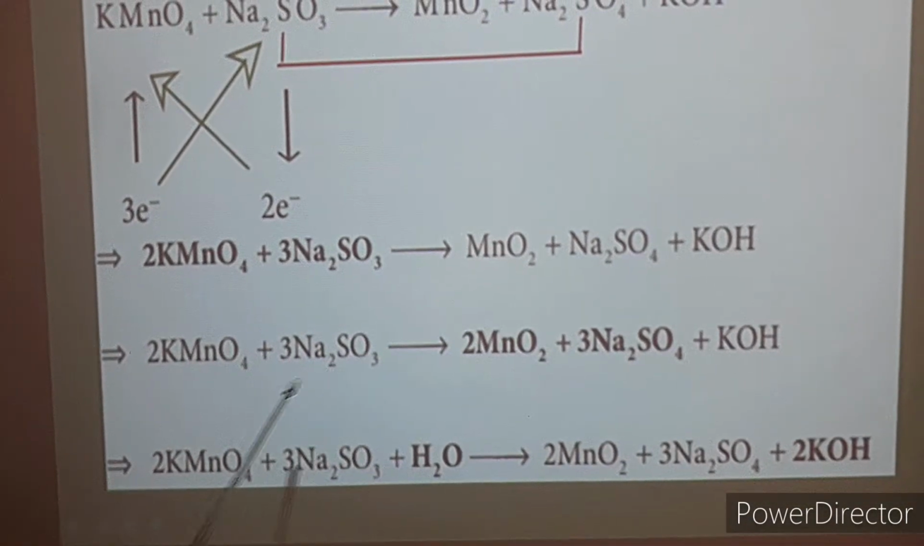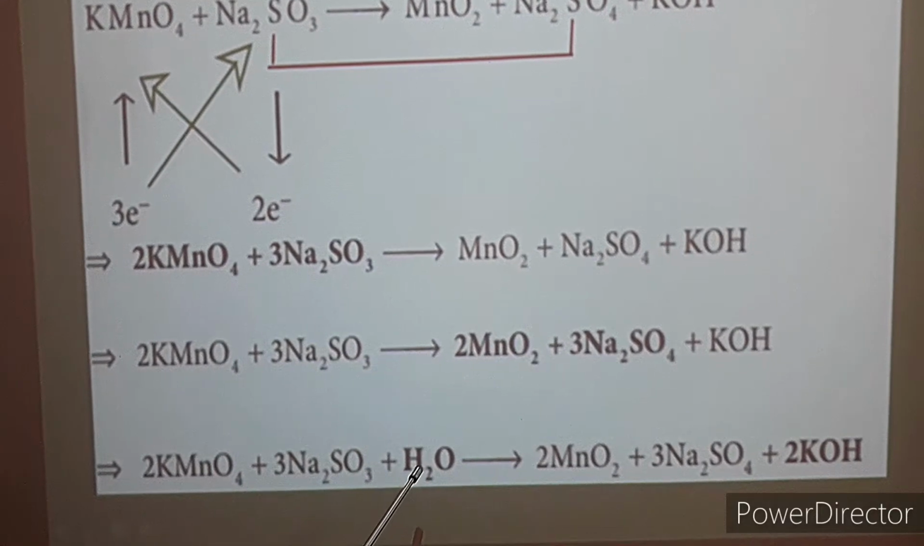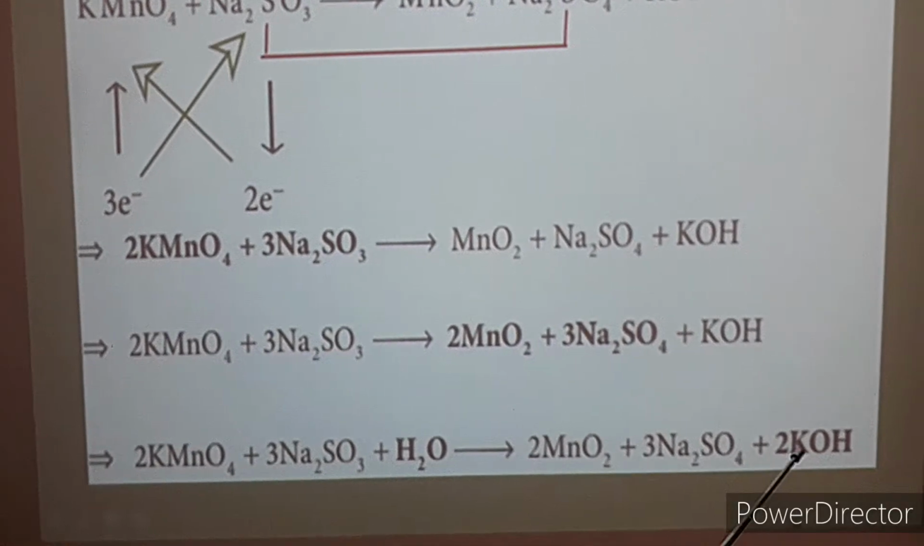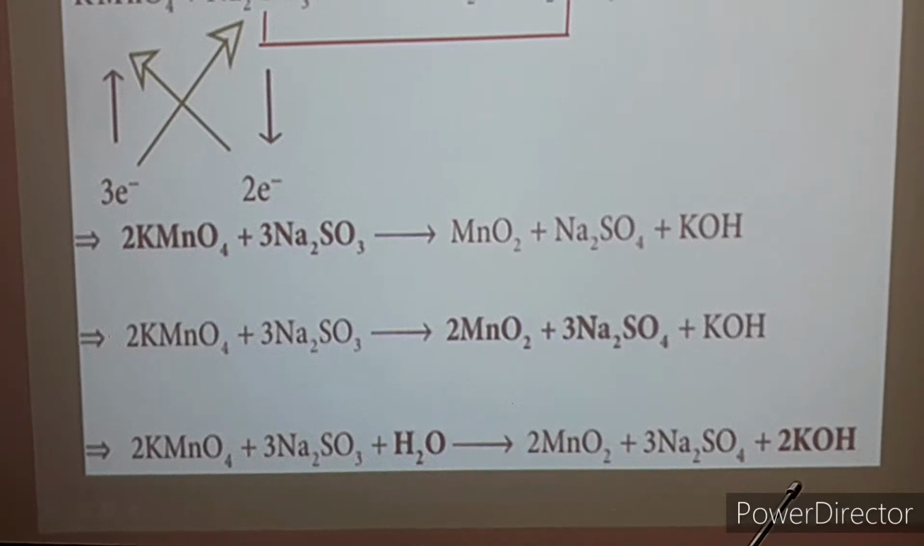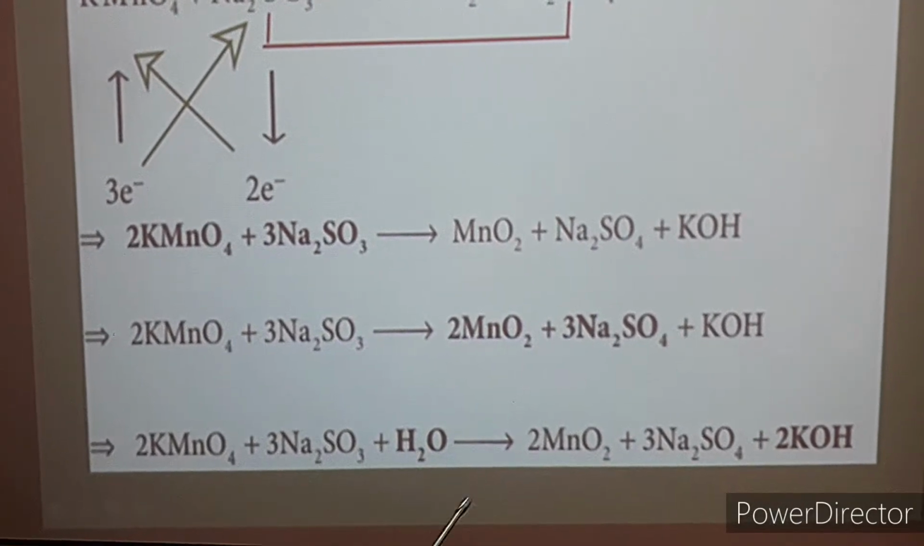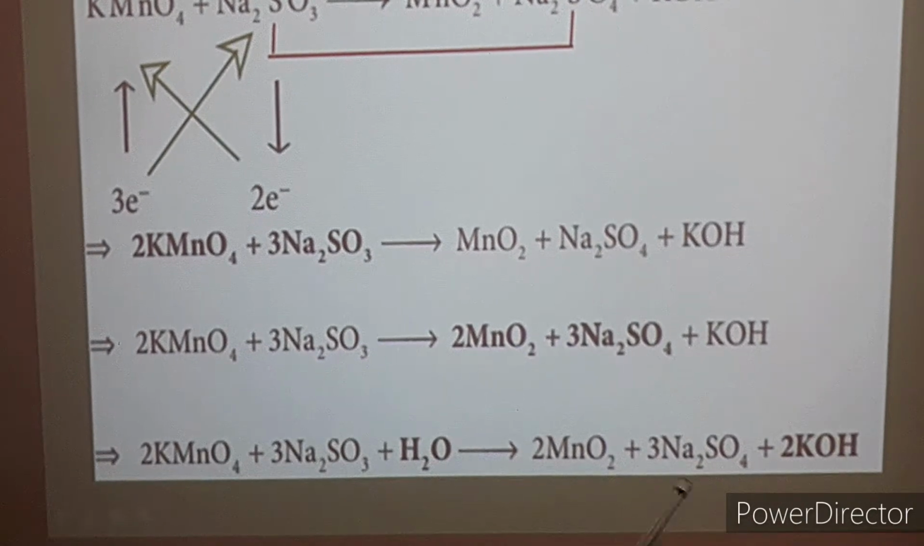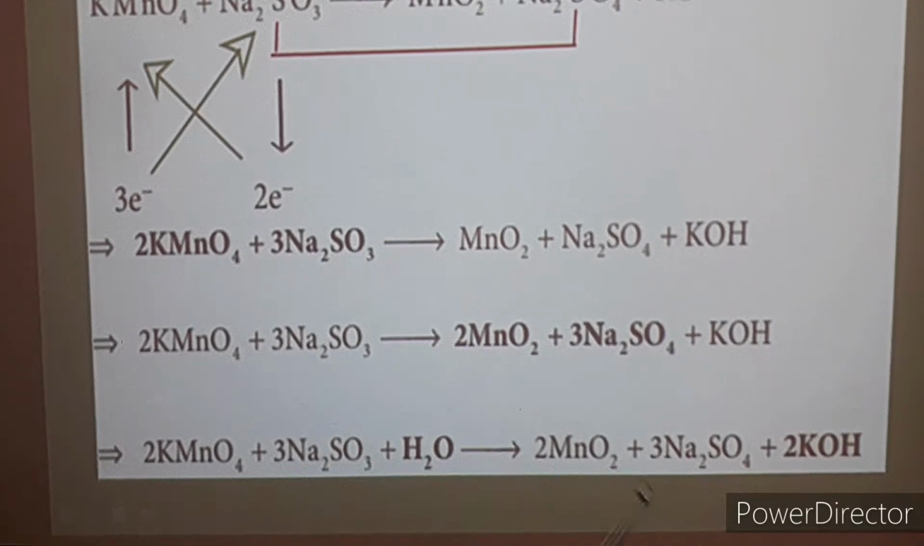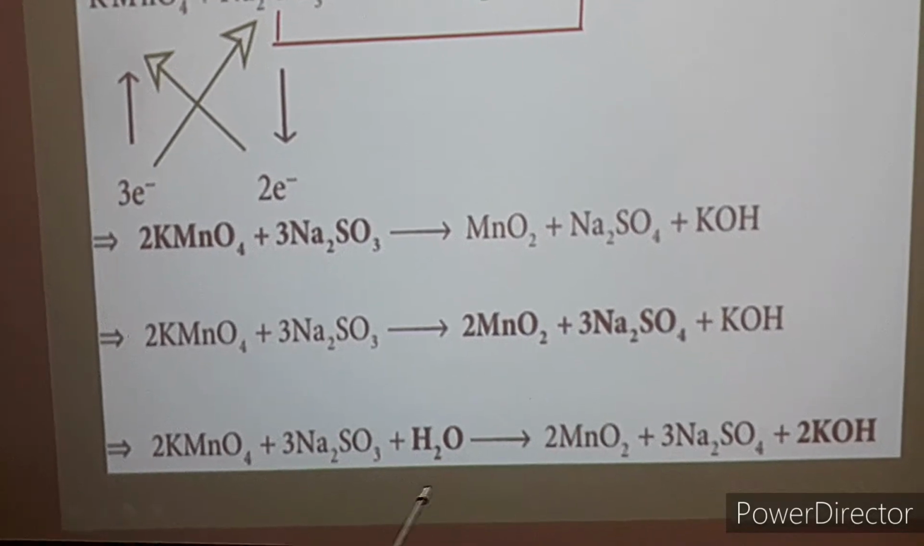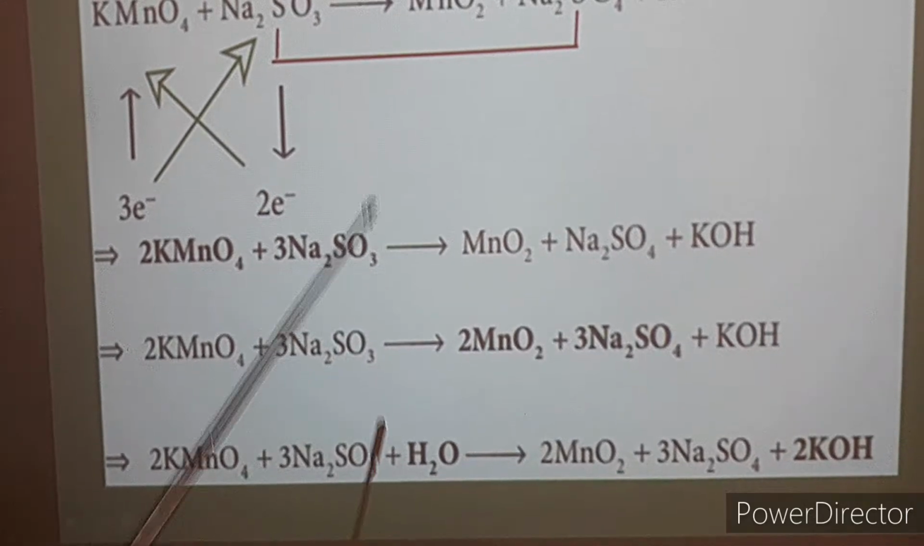Now we have to calculate for water, that is hydrogen. How many hydrogen is present there? 2 hydrogen. So here also 2 only. And afterward we are calculating the oxygen on the reactant side and product side, and they have the same number. So we have now balanced this equation.